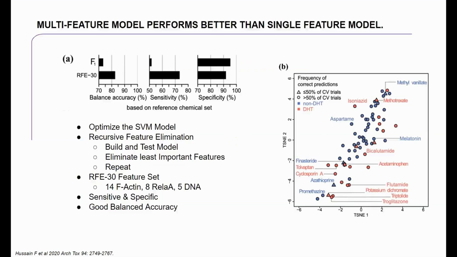And so the way you do this is that you build and test a support vector machine model, and then you start eliminating the least important features in an iterative manner, and then build and test your model again until you come up with a model that actually gives the best performance. And so in this case, they narrowed it down to a 30 feature set that could be used in a support vector machine that actually gave very high sensitivity this time, very high specificity, and a better balanced accuracy.